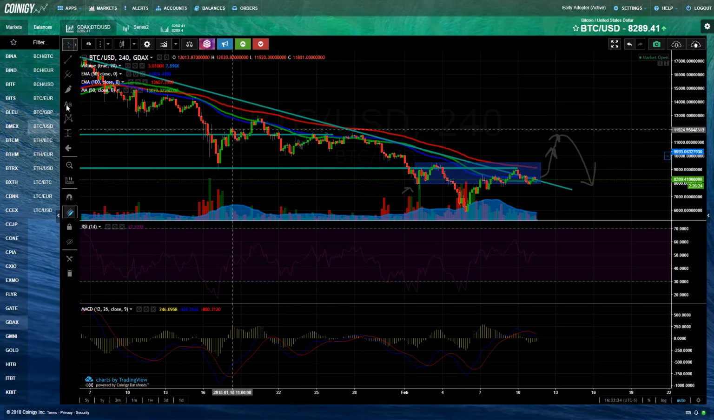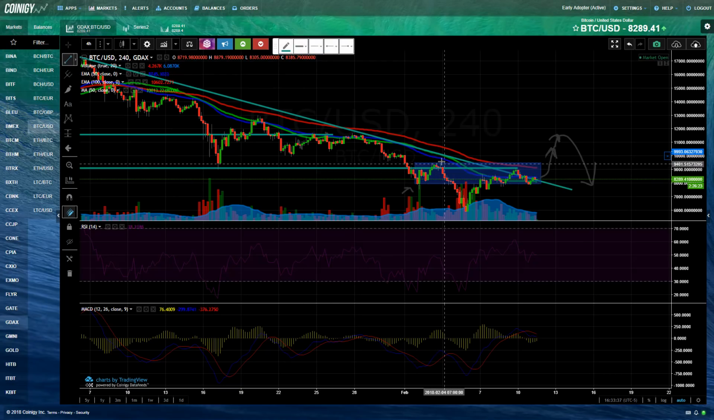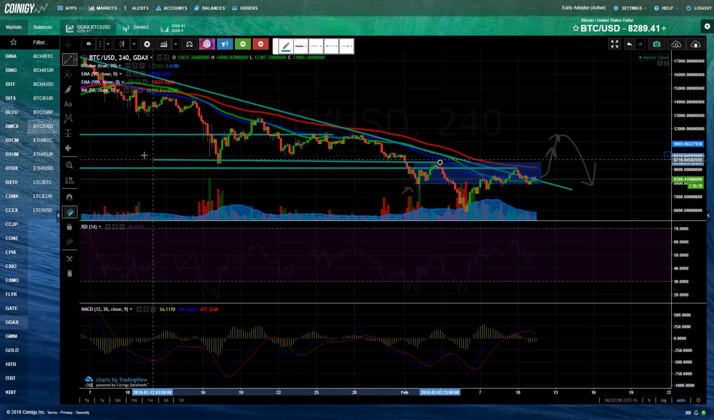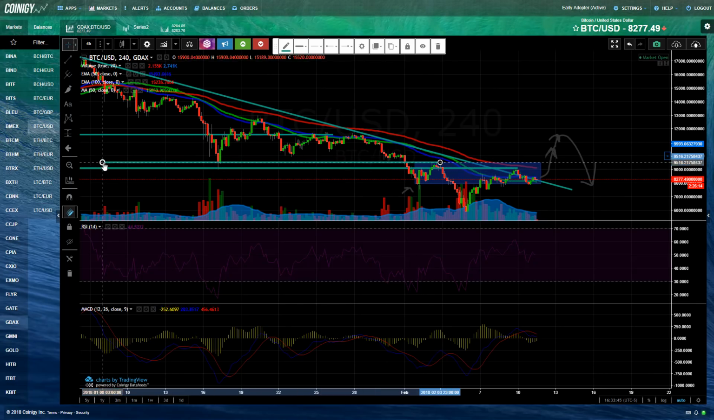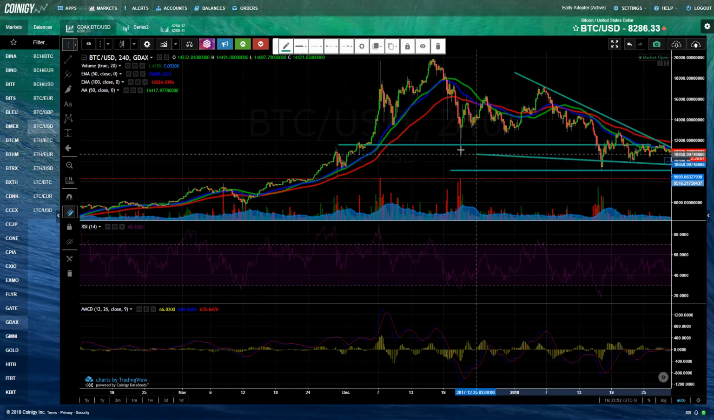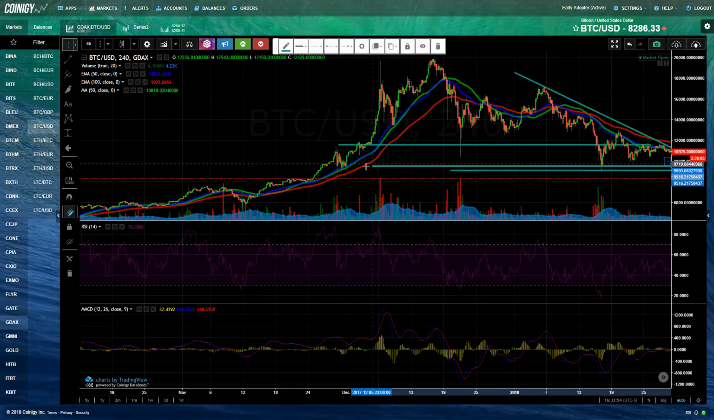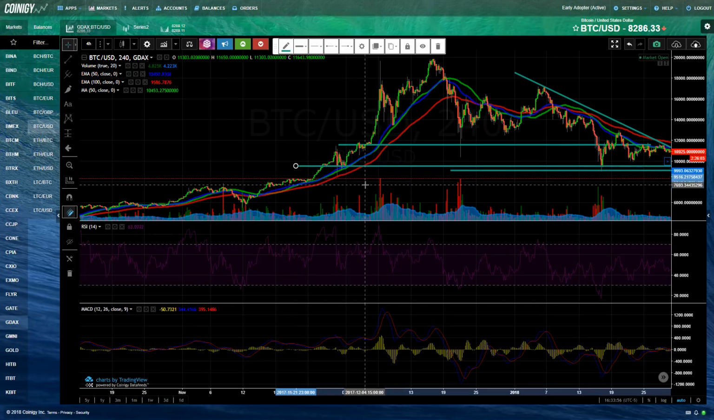Okay, that's not working. Let's try that again. There we go. So if you use shift, it's supposed to make the line straight, to conform the line straight across. So you hit shift and it just drops it down. All right, so let's see this resistance.